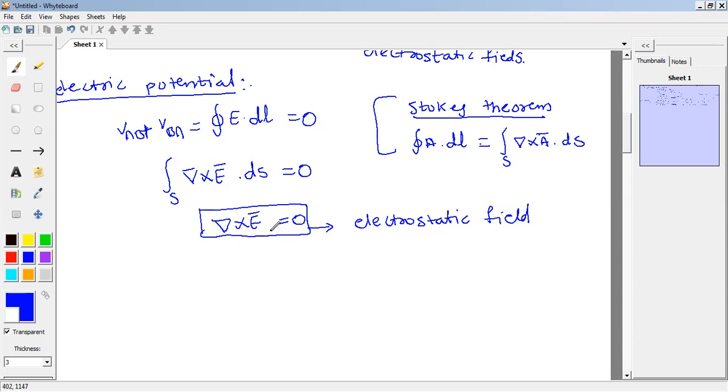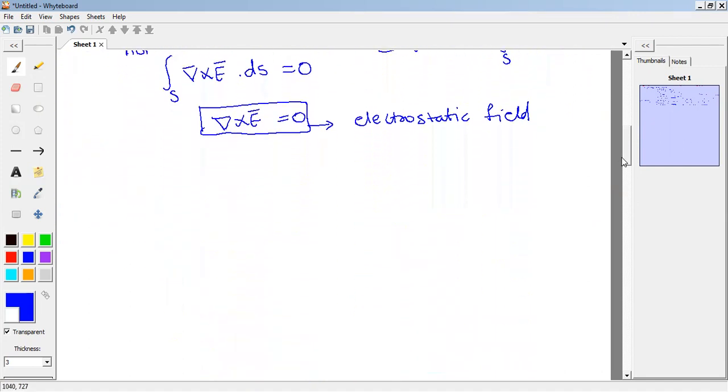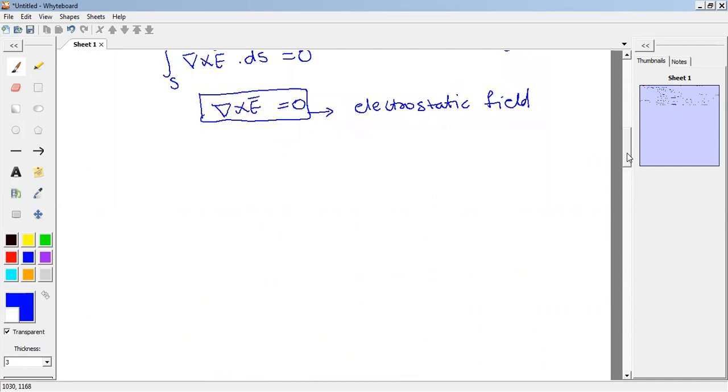Now the first Maxwell's equation states that del dot D equal to rho v. The second Maxwell's equation states that del cross E bar is equal to 0. Here we apply the divergence theorem for the first and the Stokes theorem for the second. When the divergence theorem is applied, del dot D equal to rho v comes, and when the Stokes theorem is applied, it becomes a curl. These all are the electrostatic fields.